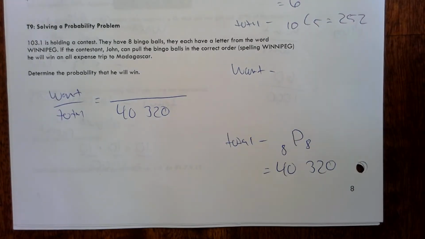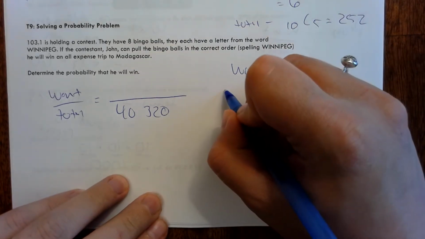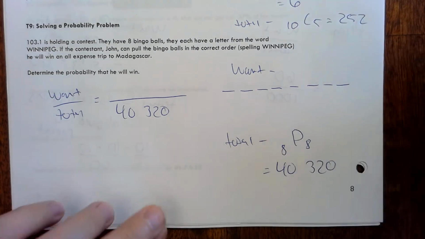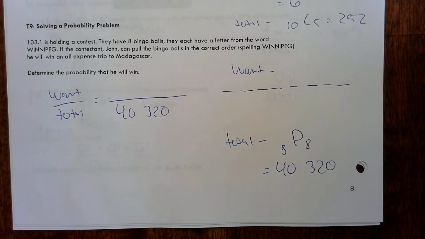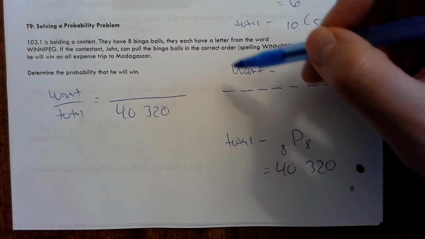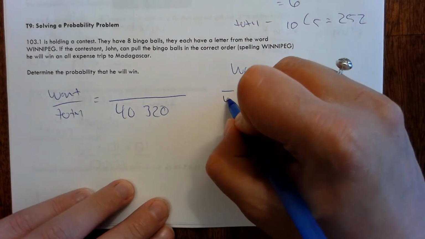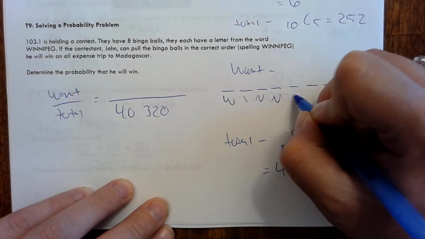Now, I specifically want him to spell Winnipeg. So sometimes I think of it this way, Winnipeg. When I'm not super sure about how I can use permutations or anything like that, I use my little lines to help me. So this has to spell Winnipeg, and if it doesn't, we don't win.